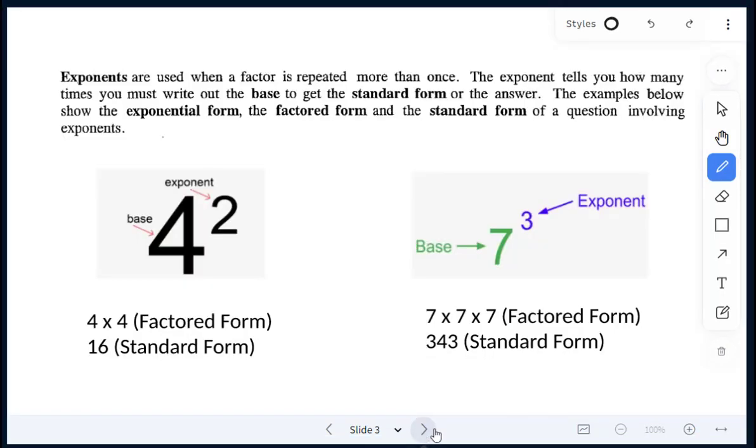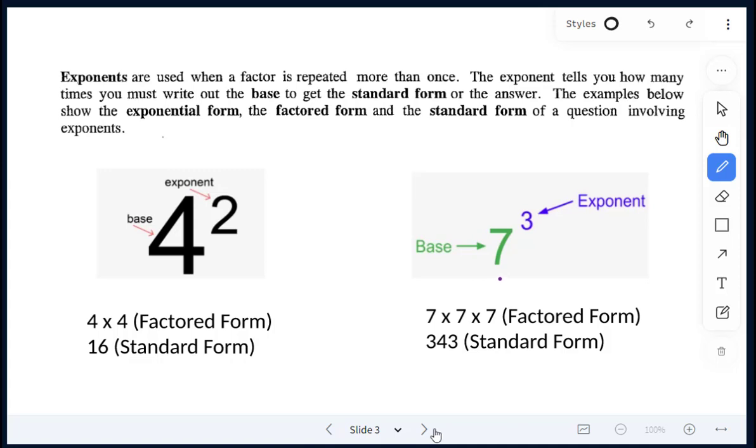So if we look here, again, exponents are used when a factor is repeated more than once. The exponent tells you how many times you write out the base to get it into its standard form. So if 4 is the base, 2 is the exponent, that means it's 4 times 4. That's the factored form. And then 16 would be the standard form because 4 times 4 is equal to 16. All right, so this is the exponential form, this would be the factored form, and this is its standard form.